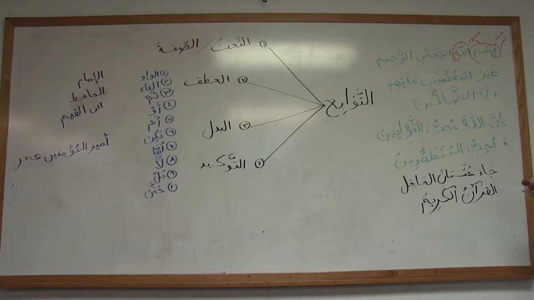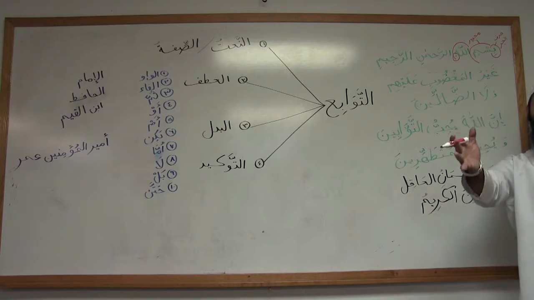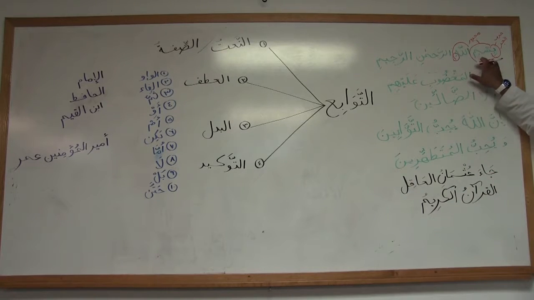So, what are the qualities of something that is mudaf ilayh? One is nakira, one is ma'rifah. Excellent. So is ism nakira? Yes. I only hear one voice. For the brothers watching the video, there are a lot of students here, we're just not hearing them. Tayyib. So this is nakira and this is ma'rifah.